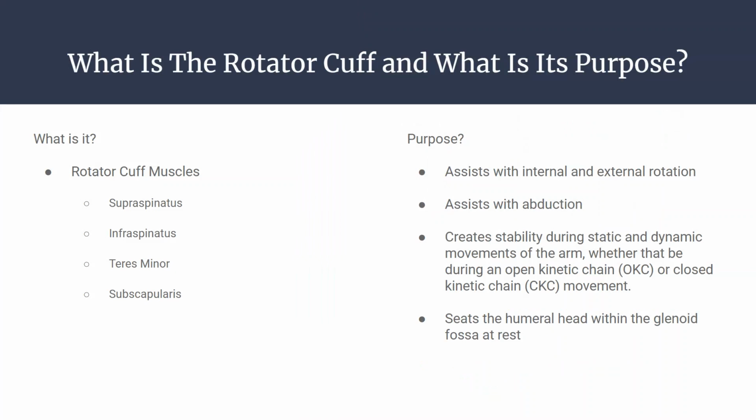So what is the rotator cuff and what is its purpose? So like we talked about before, the rotator cuff is comprised of four muscles, right? The supraspinatus, infraspinatus, teres minor, and subscapularis. And the purpose is that it assists with internal and external rotation. It assists with abduction or raising the arm out to the side, and then creates stability during static and dynamic movements of the arm, whether that be an open kinetic chain or closed kinetic chain movement.